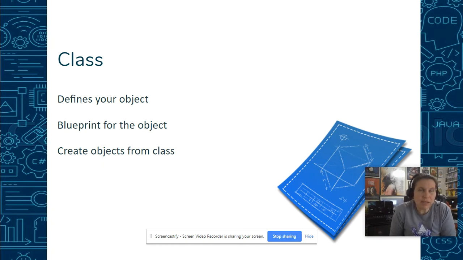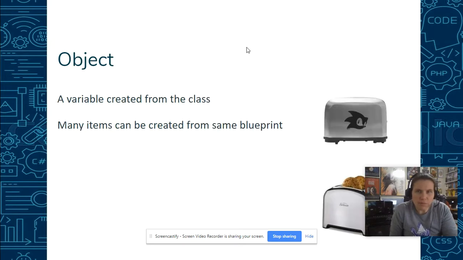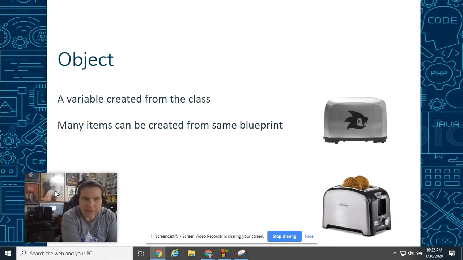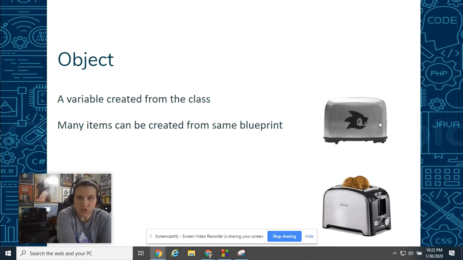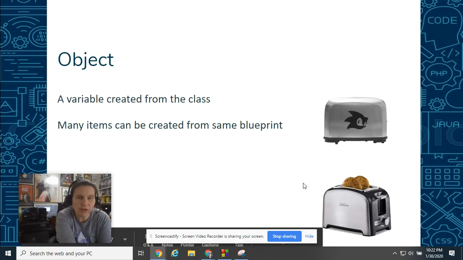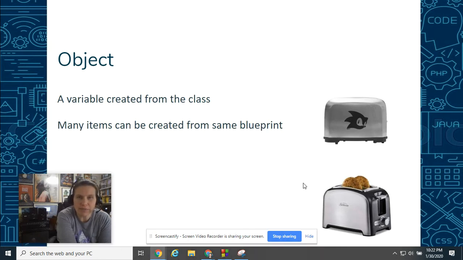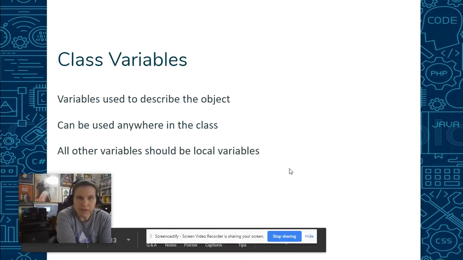A class is just basically the blueprint for your object. It allows you to design what your object is going to look like. From that blueprint, you can create several objects. So suppose you have a class toaster, you could create a Sonic the Hedgehog toaster or the bagel toaster. Doesn't matter what it is, it's all created from the same kind of blueprint.